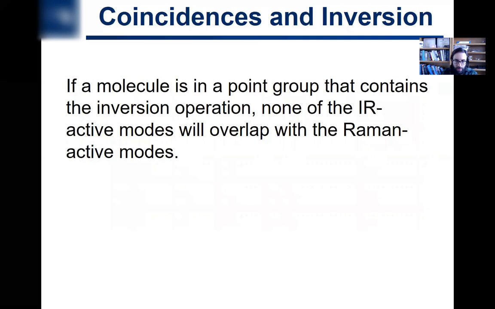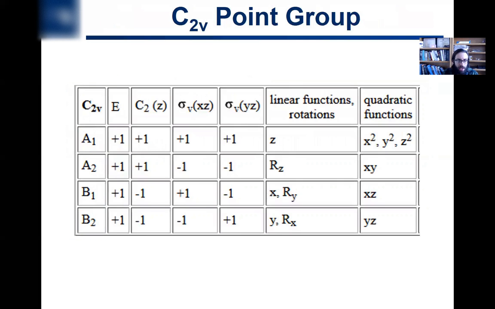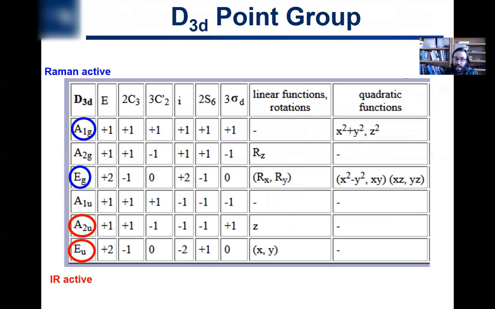So let's look. We're looking for inversion. Okay, so let's see. D3d, that had inversion. This has inversion symmetry. And look, sure enough, the Raman modes don't overlap. They don't share any of the same symmetries as the IR modes. That's what our theorem tells us. If you have inversion, the IR normal mode symmetries are going to be completely separate from the Raman normal mode symmetries.